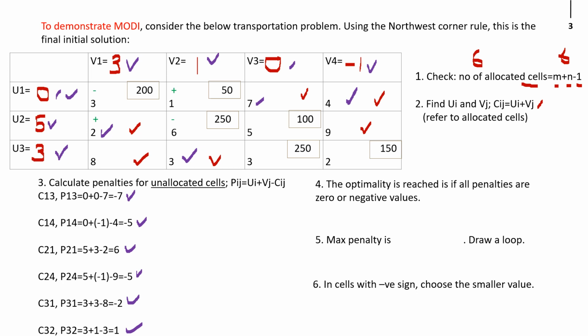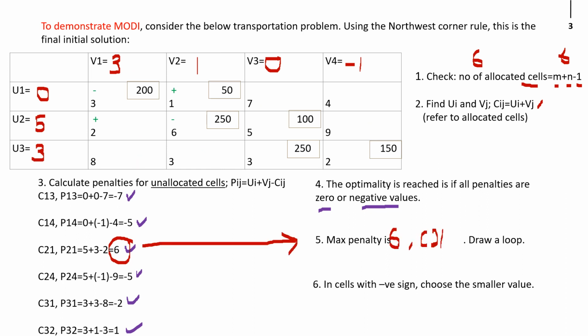The optimality is reached if all the penalties are 0 or negative values. If we look here, this cell has a non-negative value, meaning that it is not optimal. Now the cell 2-1 is a new basis. This is the cell 2-1. Then we can draw a movement, a loop.